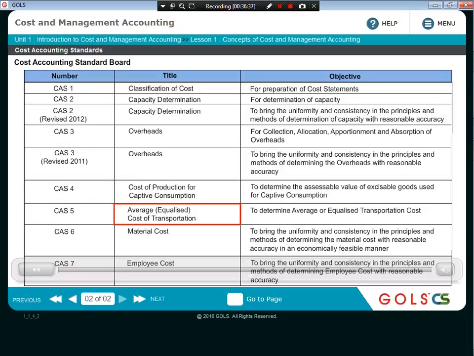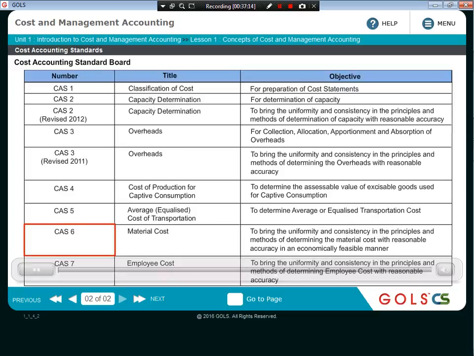CAS 5 is the average or equalized cost of transportation. To determine the average or equalized transportation cost: whenever you are distributing the goods and transportation cost is incurred, you are not charging different prices for different destinations, but you are charging the same price for all the destinations, normally in a big organization. So now in that price, how much is the cost of transportation involved? To find out the average or the equalized cost of transportation, how to calculate that has been given in cost accounting standard 5.